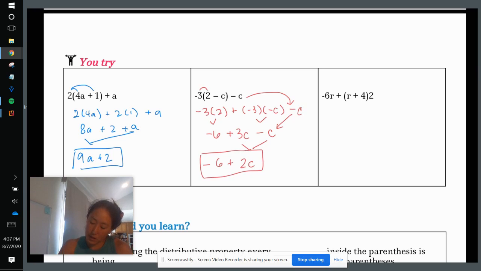Last one. Negative 6r plus 2 times (r plus 4). All right, we have to take care of all the parentheses first. Can I simplify the parentheses? Is there something being multiplied on the outside? This is 2, so we need to distribute it equally to both terms on the inside. So I'm going to bring down my negative 6r plus 2 times r plus 2 times 4. So I get negative 6r plus 2r plus 8. Gives me negative 4r plus 8.